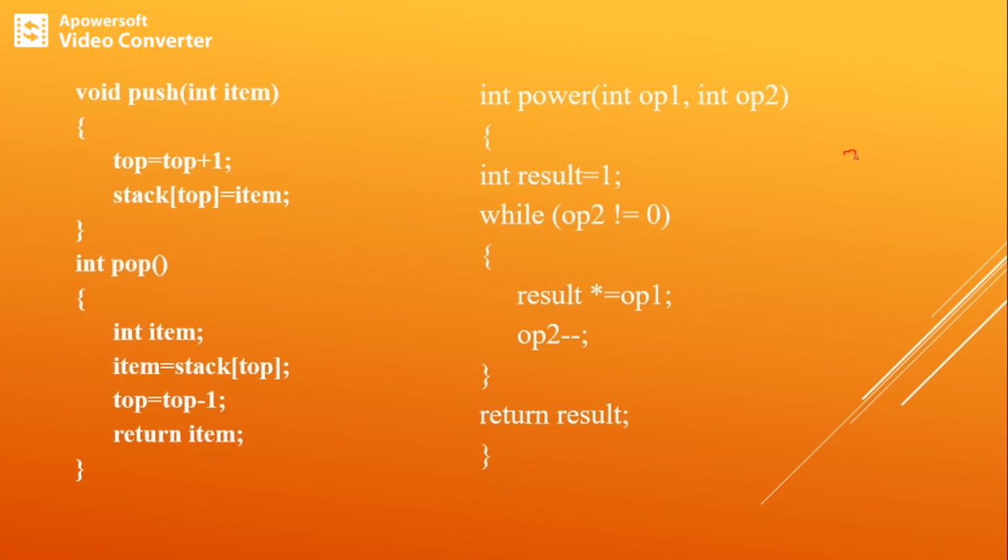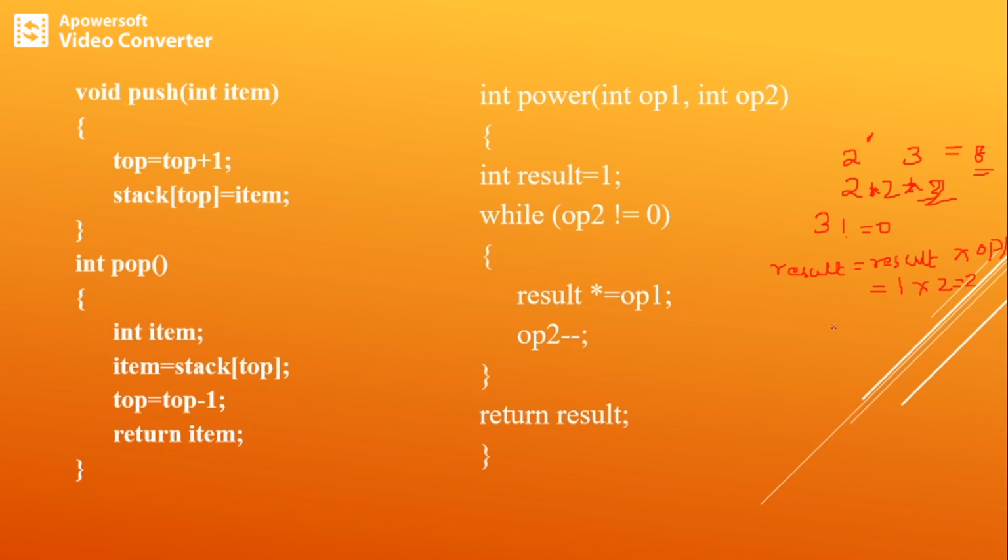What is power? Suppose operand 1 is 2 and operand 2 is 3, 2 to the power 3 is equal to 8, and that needs to be computed by this function. Let us verify this. 2 power 3 is nothing but multiplying 2 three times, so it's a multiplication operation. That's why the result needs to be initialized with 1. First of all, let's check operand 2 is not equal to 0. Initially 3 is not equal to 0. Then the result initially is 1. Result will be equal to result into operand 1. So 1 into 2 will be 2.